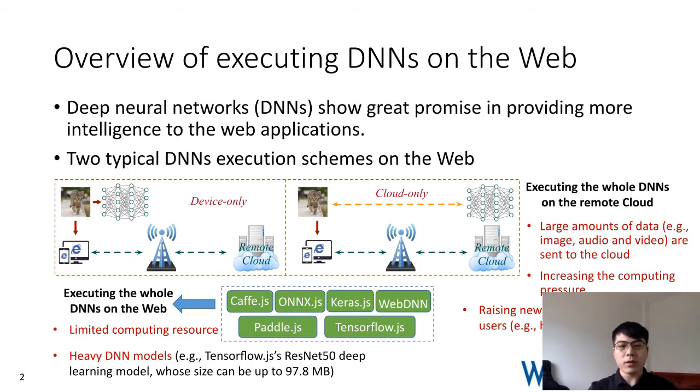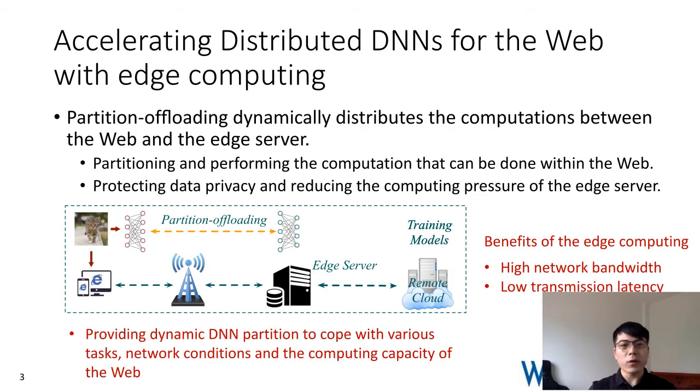And more commonly, the cloud-only approach offloads the whole task by executing the whole DNN on the remote cloud. Thus, large amounts of data such as images, audios, and videos are sent to the remote cloud, and it increases the computing pressure, especially for highly concurrent requests. In addition, transmitting the complete task to the remote cloud also raises new privacy concerns for users, such as with home security cameras.